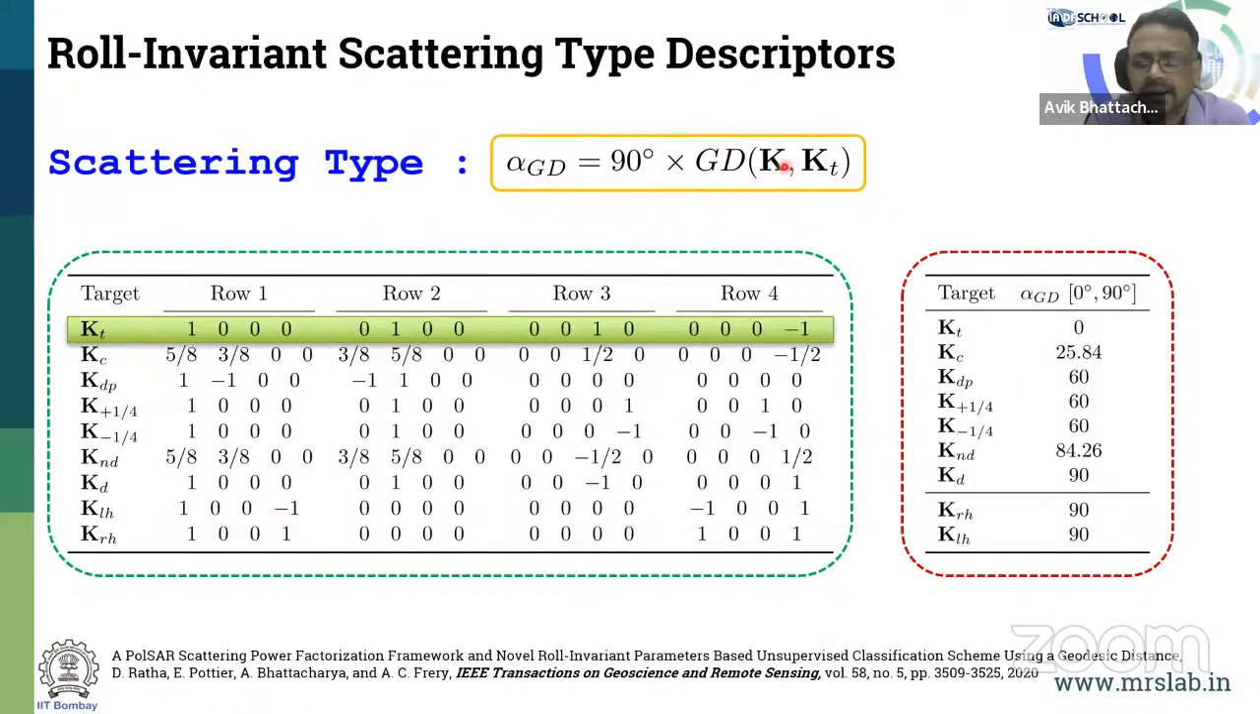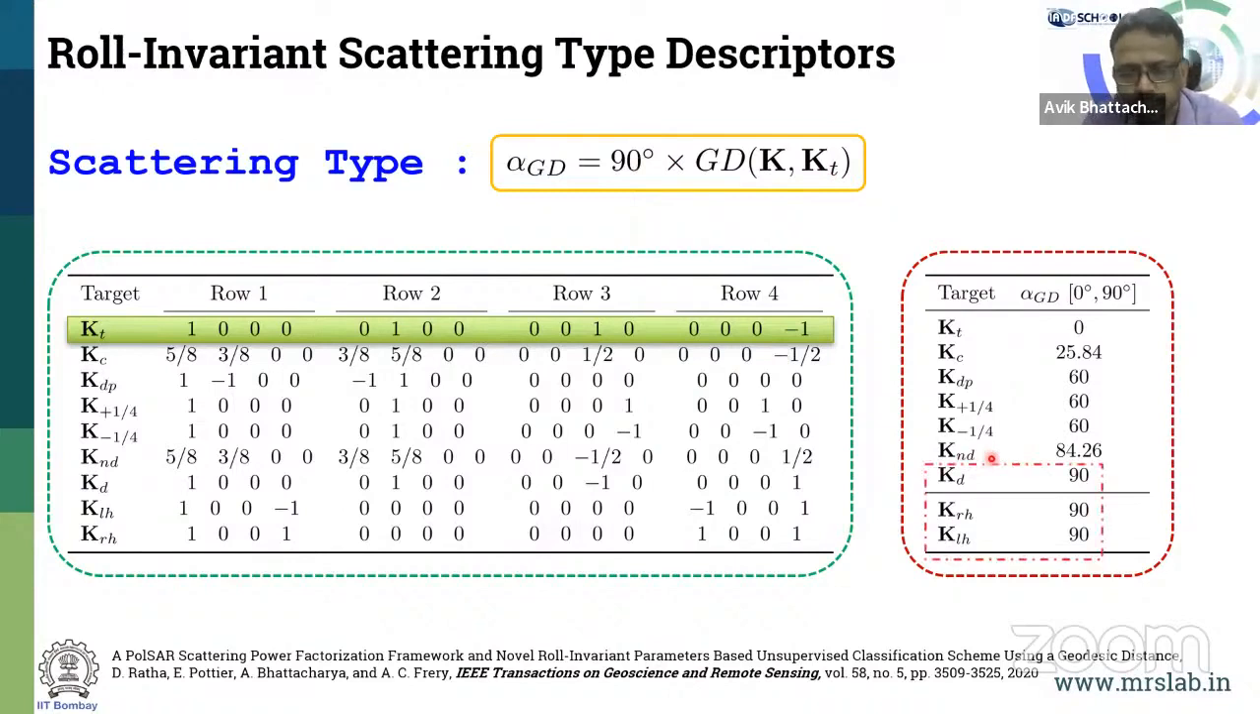Yes, the answer is yes, and that's exactly what has been done: the geodesic distance between the measured Kennaugh matrix and a Kennaugh matrix corresponding to a trihedral. So this is the canonical target. I just multiplied it by 90 to scale between 0 and 90, so that I can have an equivalent kind of measurement with the cloud.